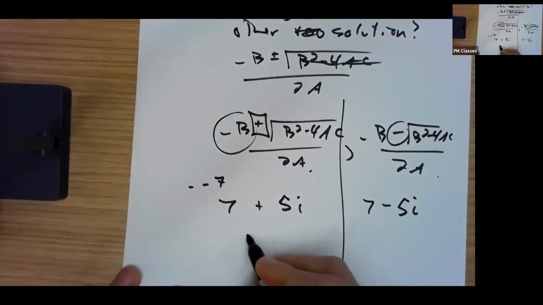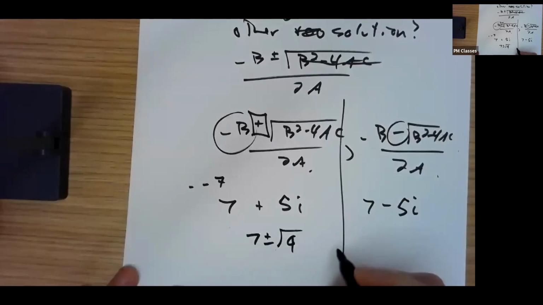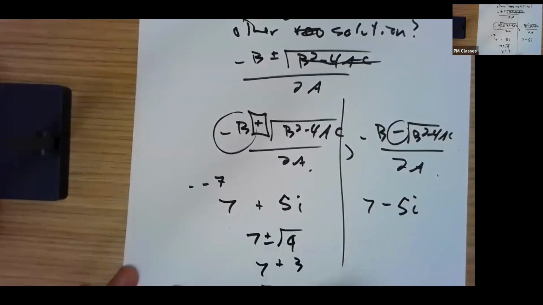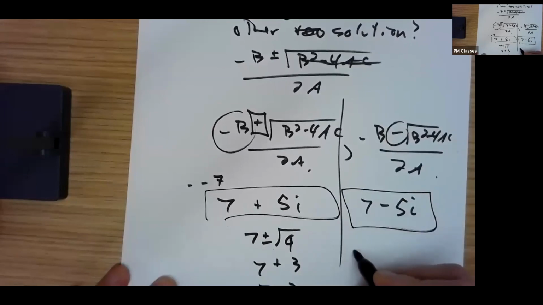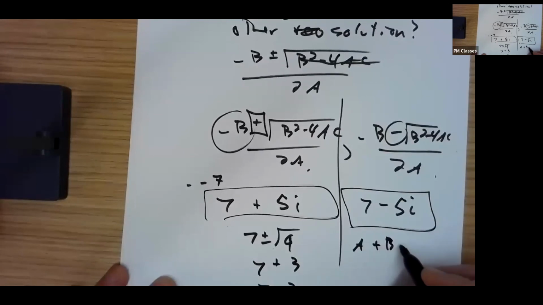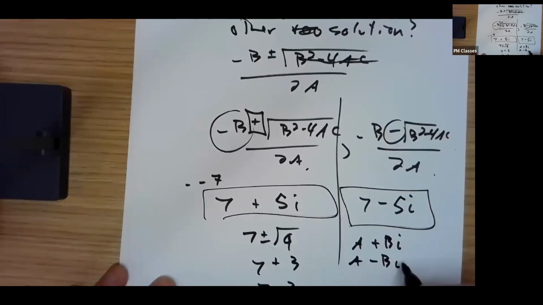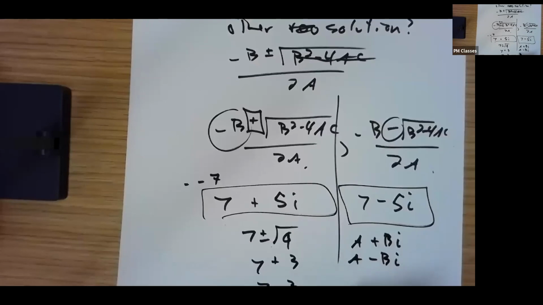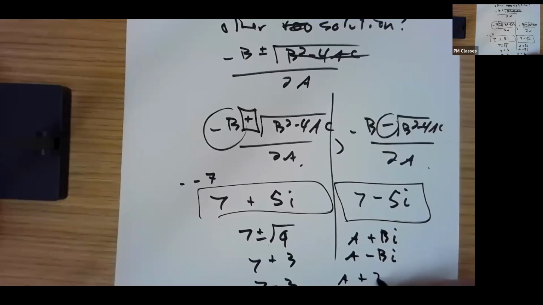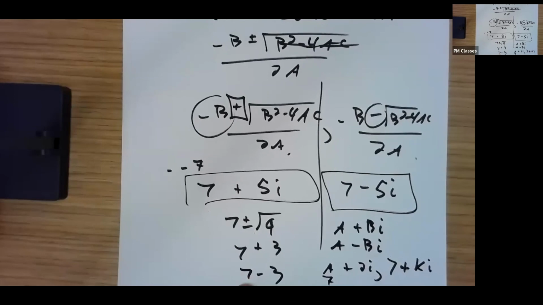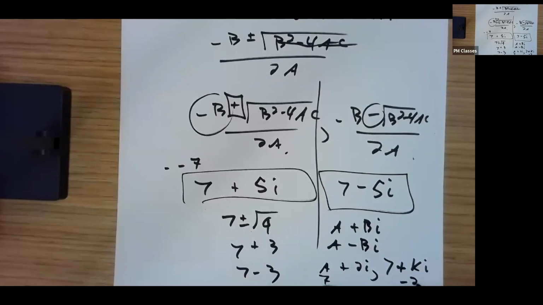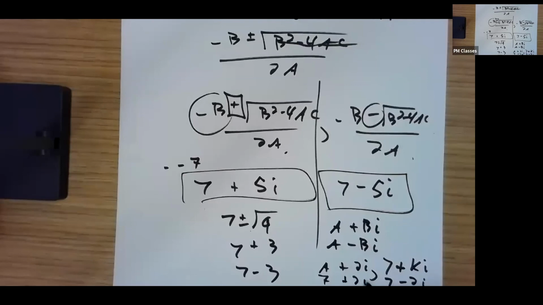If we had a root that was 7 plus or minus the square root of 9, it'd be 7 plus 3 and 7 minus 3. So if one is this, the other one has to be that. If one is a plus bi, the other one must be a minus bi. If one is a plus 2i and the other one is 7 plus ki, that means that a has to be 7 and k has to be minus 2. Because they always follow that form, 7 plus 2i, 7 minus 2i.